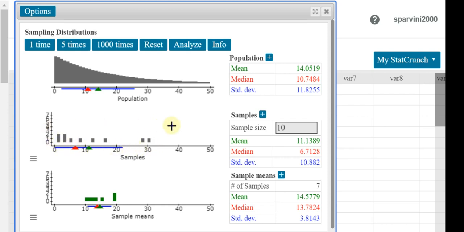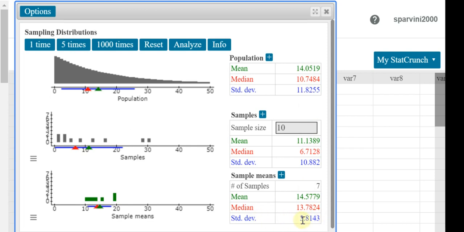So far we've taken 7 samples. So there's 7 sample means in here. The average, and there you go, number of samples 7. The average of these 7 means, the mean of 7 means, is 14.6. Notice now how close that is to the number up here. 14 and a half, not bad. Our sampling error is only about half a unit.